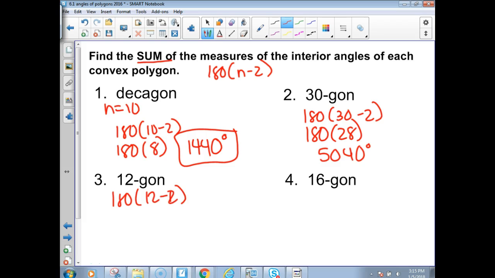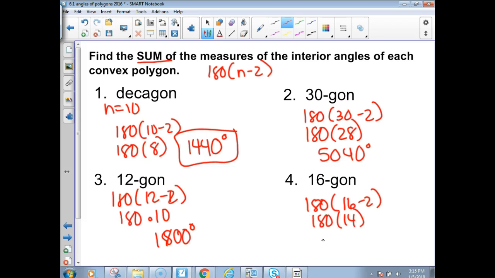The 12-gon: 180 times 12 minus 2, which would end up being 180 times 10, and that's 1,880. That's an easy one. Why do I have 1,880? I don't know where the extra 80 came from. It's 1,800, right? And finally, the 16-gon. Oh, not finally, we actually have 2 more after this, I think. 16 minus 2. What's 180 times 14, people?